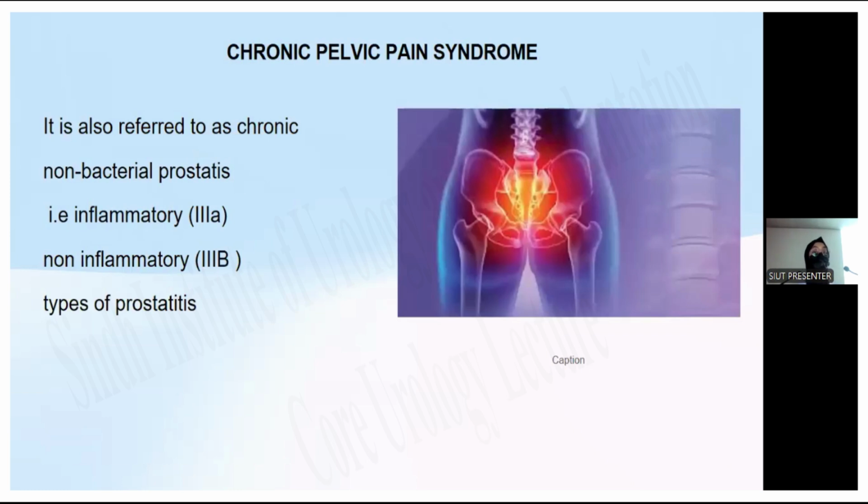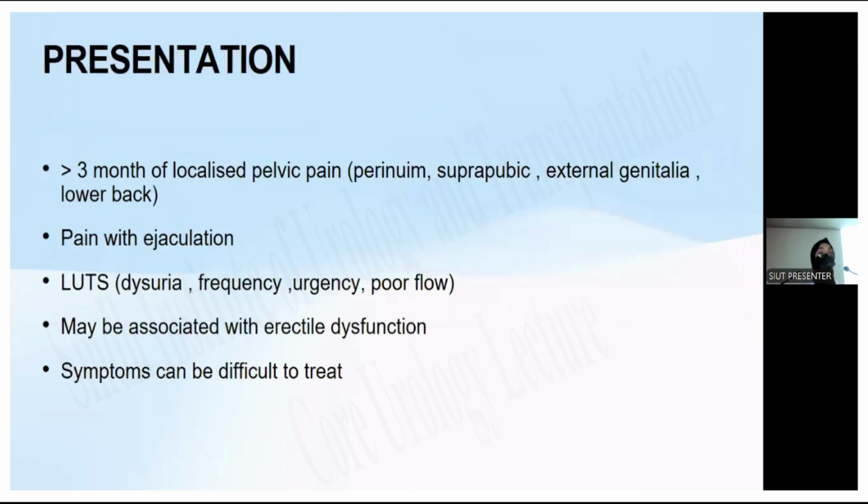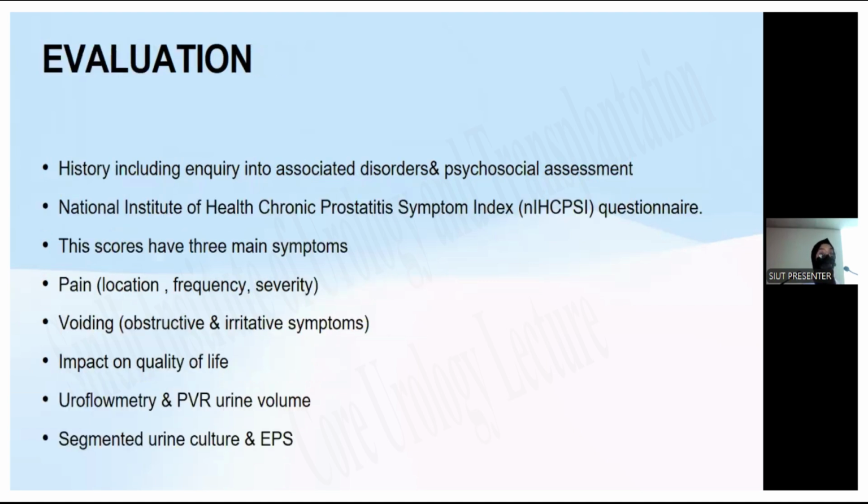Moving on to chronic pelvic pain syndrome. This is also referred to as chronic non-bacterial prostatitis that we discussed, class 3A and 3B, inflammatory and non-inflammatory types. They usually present with more than 3 months of localized pelvic pain involving the perineum, the suprapubic region, the external genitalia, the lower back. There may be pain with ejaculation. We might encounter lower urinary tract symptoms, and these are usually difficult to treat. The condition of patients with chronic pelvic pain syndrome is also quite similar to those with ICBPS. Patients turn to multiple doctors, multiple hospitals, having undergone multiple different types of treatments to no avail.